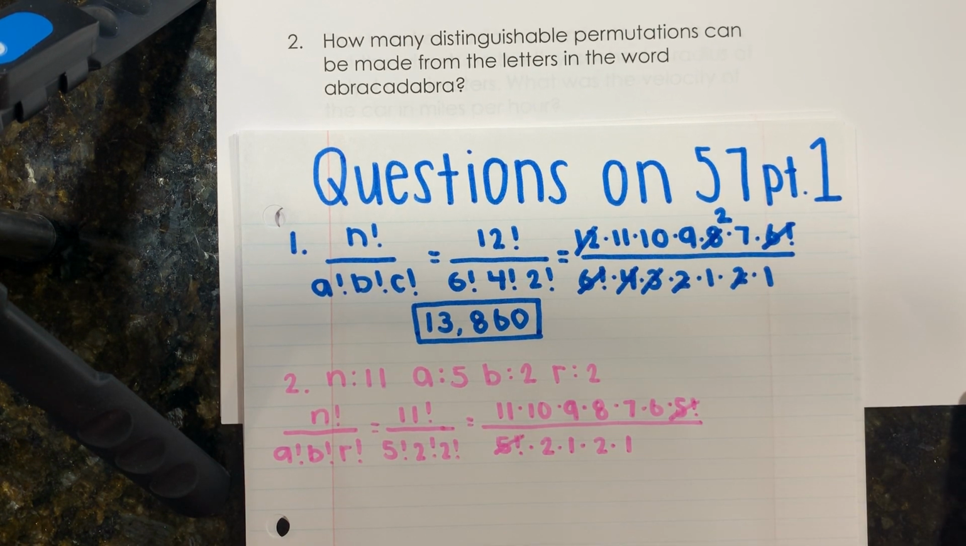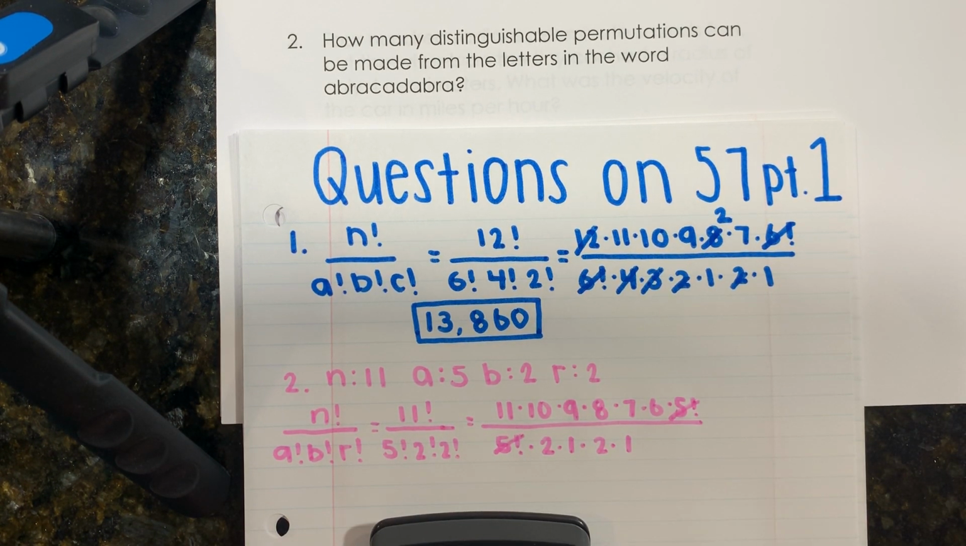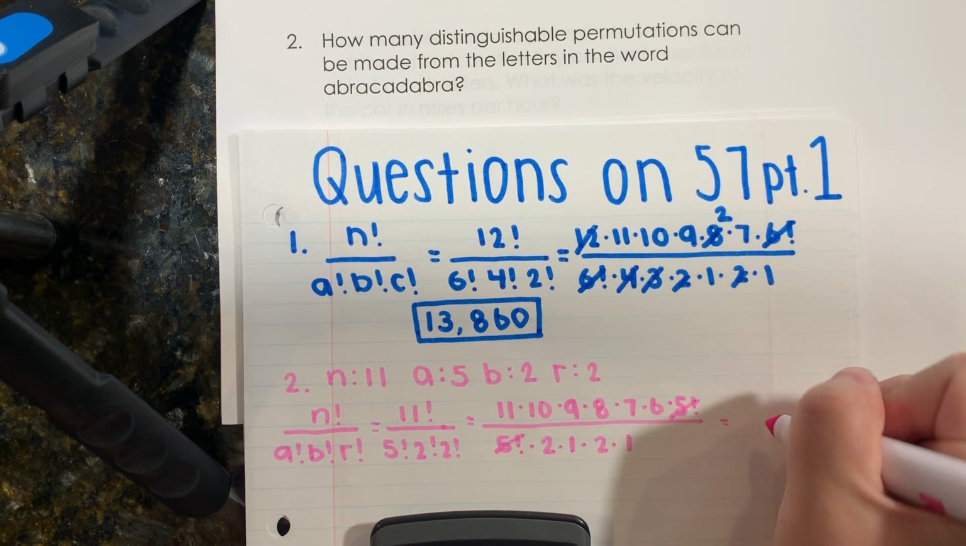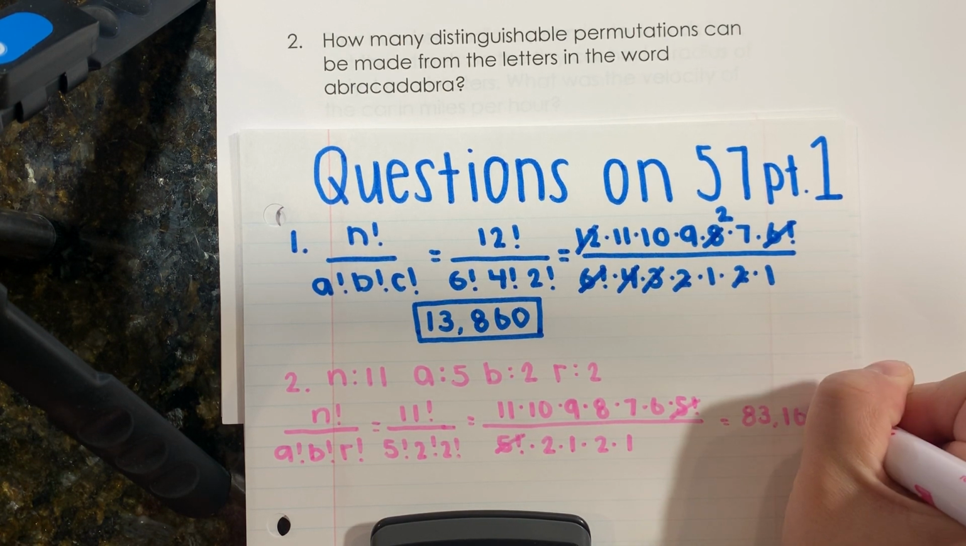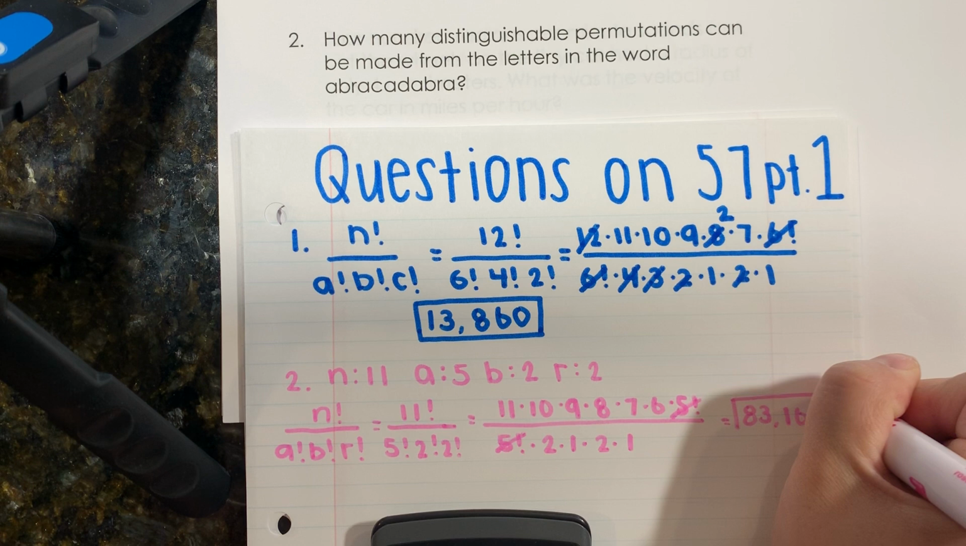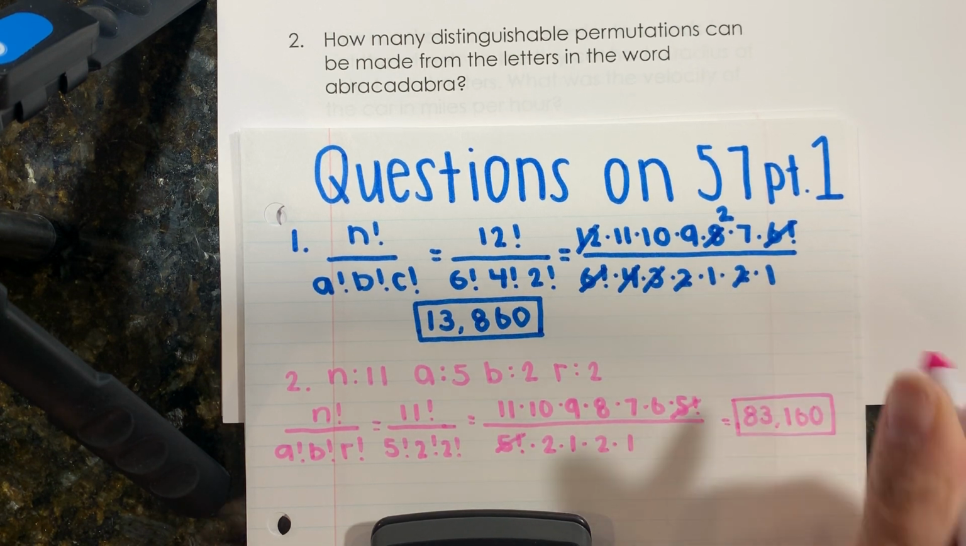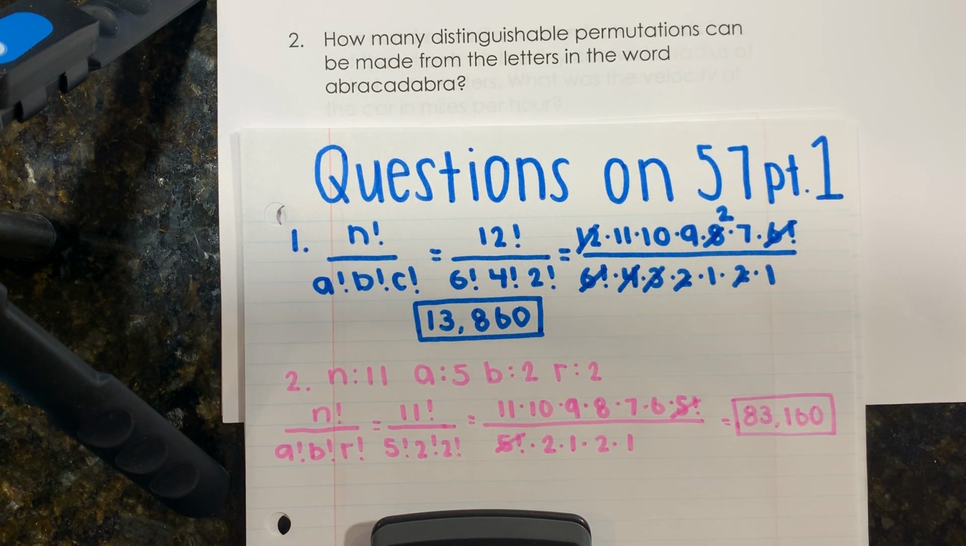So really what we could just do on this one would be to do 11 times 10 times 9 times 8 times 7 times 6, and then just divide that all by 4. And that would give you 83,160. Same type of problem as number 1. It is the distinguishable permutation equation.